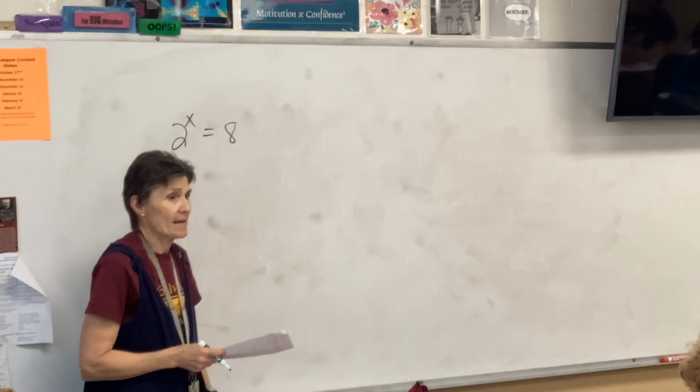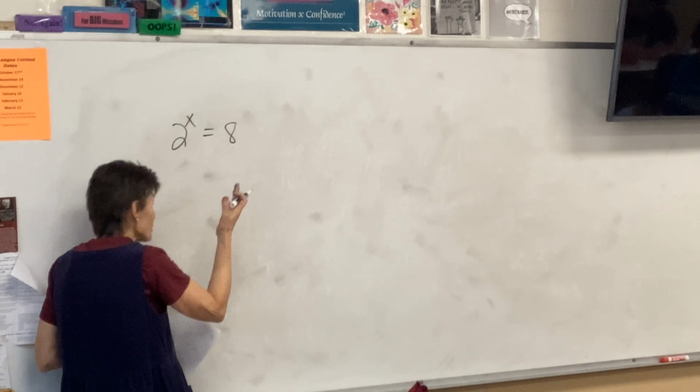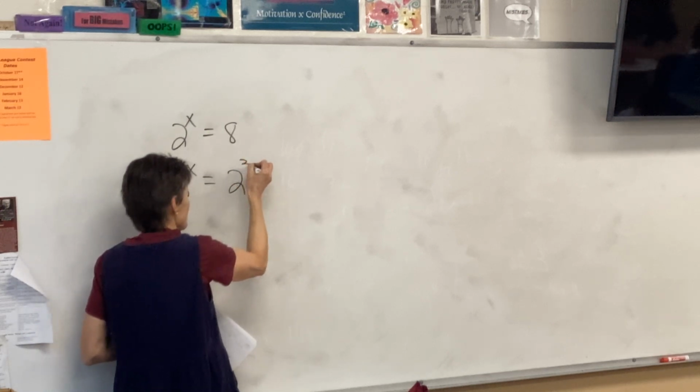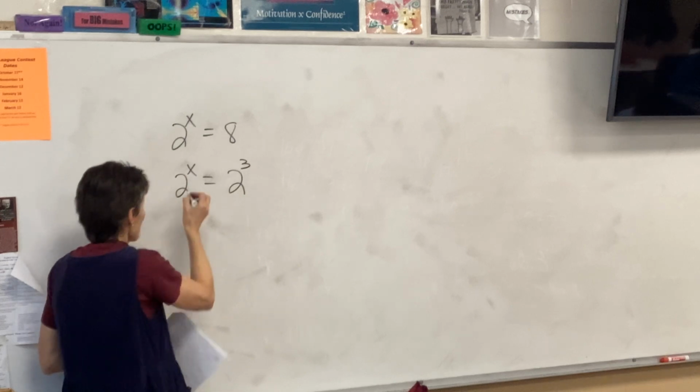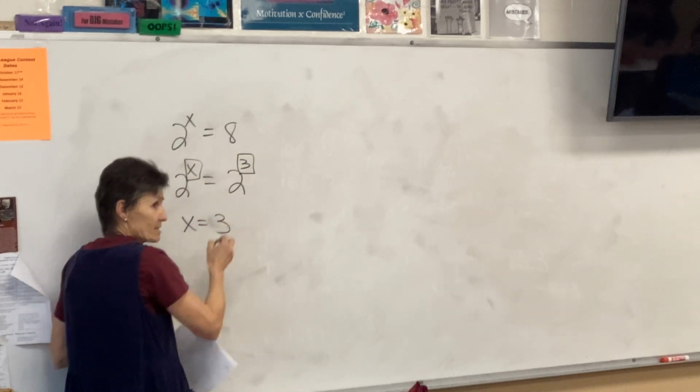2 to the x is 8. What's x? 3. Everybody should know that, but if not, remember 8 is 2 cubed. So if 2 to the x equals 2 to the 3rd, then x is 3.